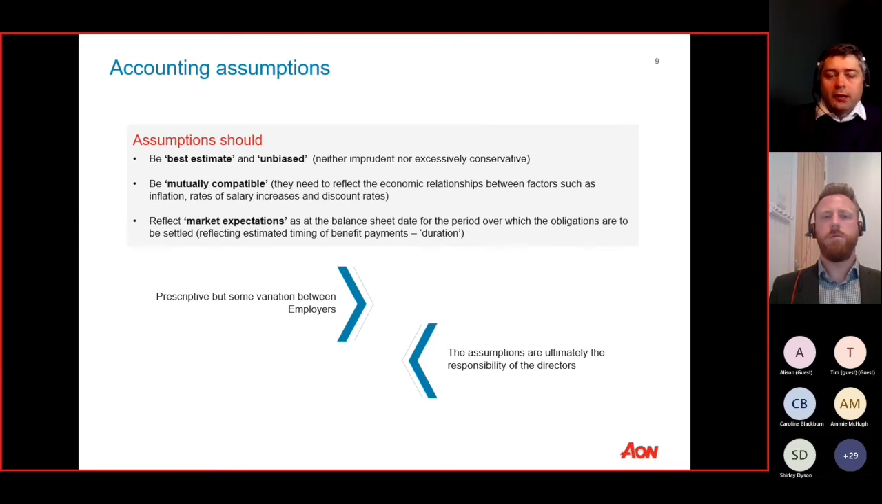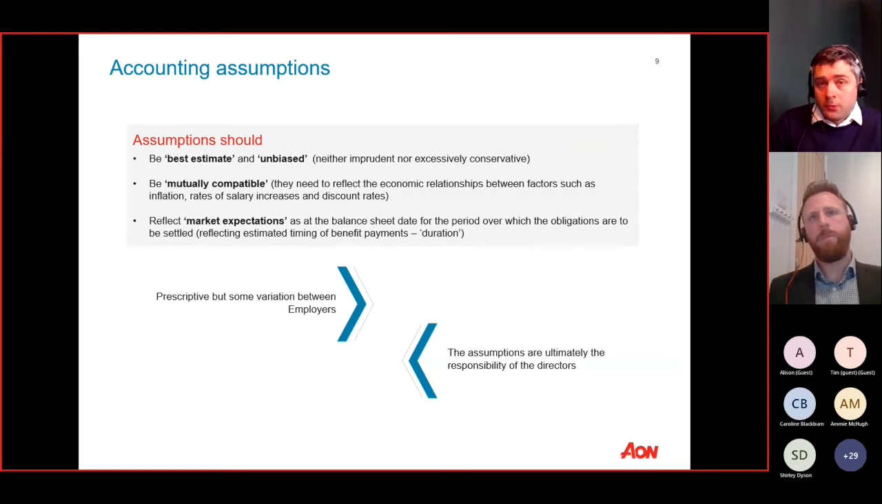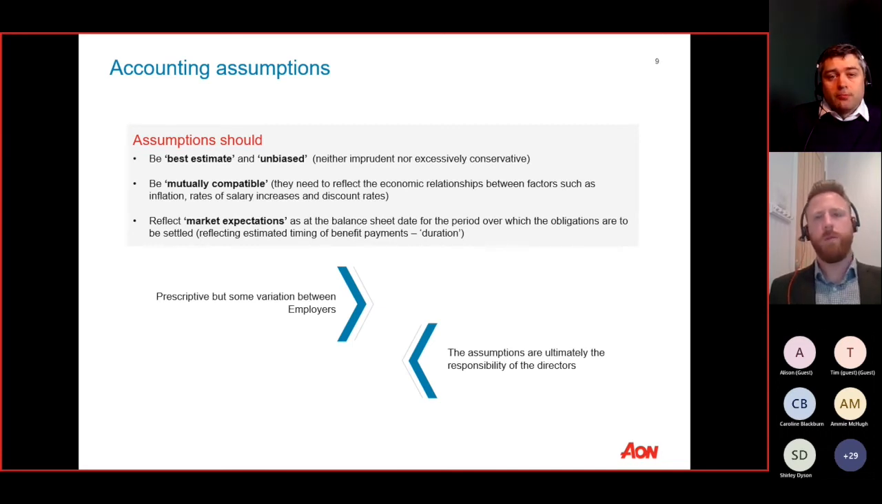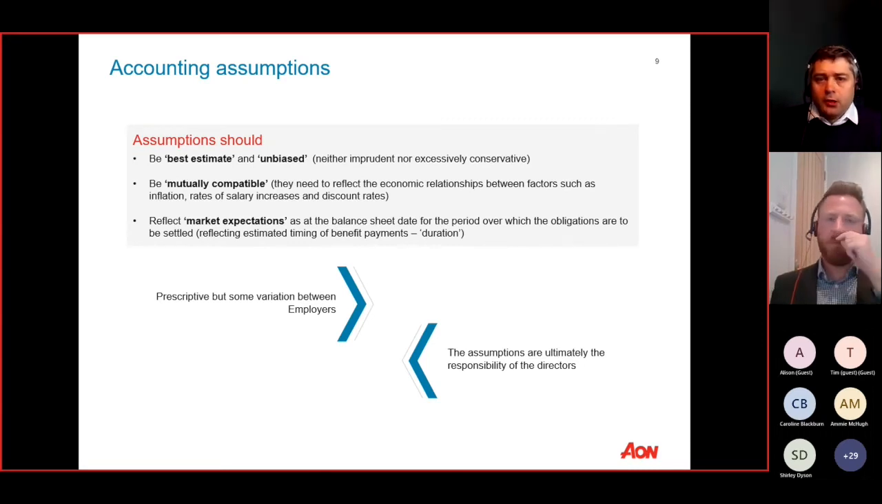Also, they need to reflect market expectation over the period the obligations are settled. This places a tight margin around what we can reasonably adopt for the assumptions for inflation and discount rates for the purpose of the accounting calculation. But whilst there is a prescription, there is some variation between employers, for example, different future cash flow profiles or duration of cash flows, as we call it. This will mean different market data will be used to set the assumption. But also there does tend to be some wiggle room within each assumption. We'll touch on this a bit later in our training.